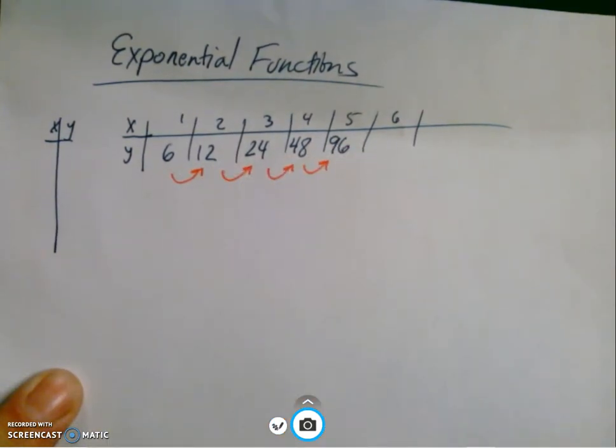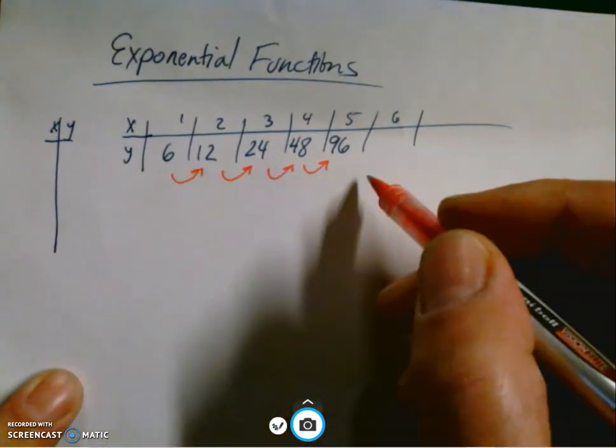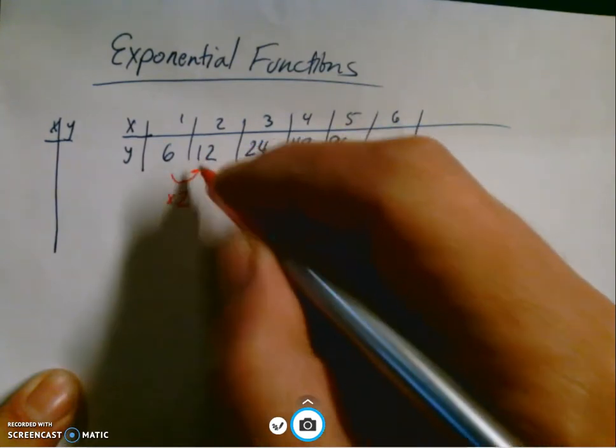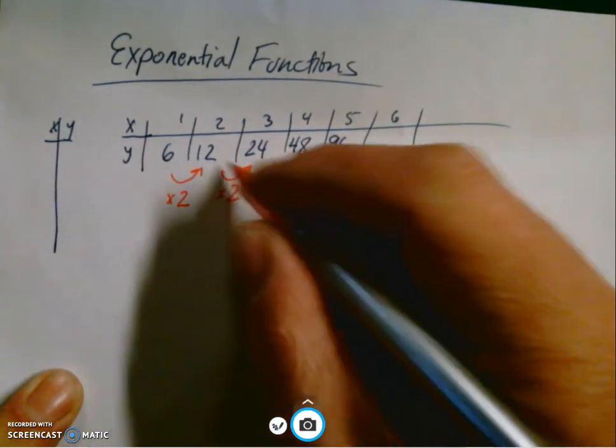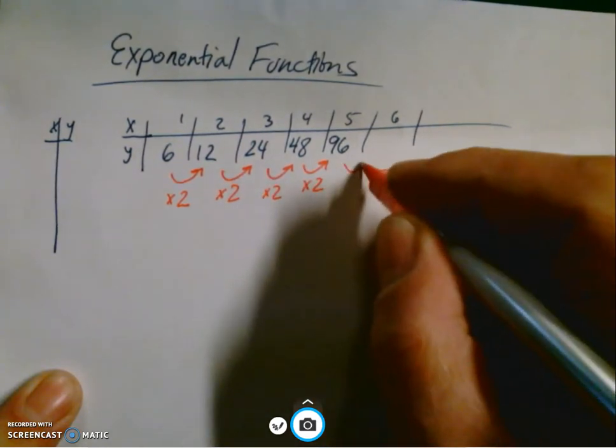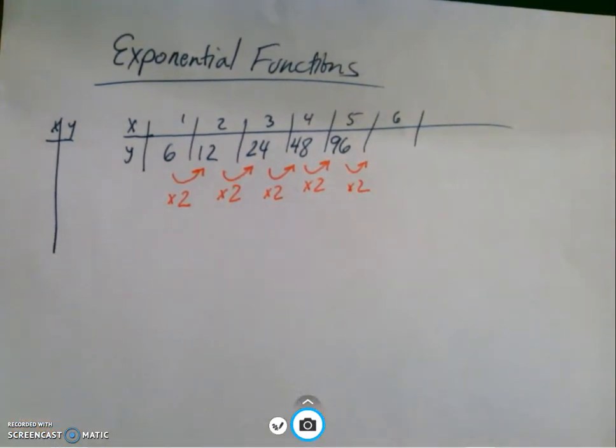How do you write what it's doing? You have to look for a pattern. Well, the adding is not consistent. What I did notice, though, is it seems to be doubling. Times 2, times 2. 24 times 2 would be 48. Times 2 would be 96. And you can continue this indefinitely.